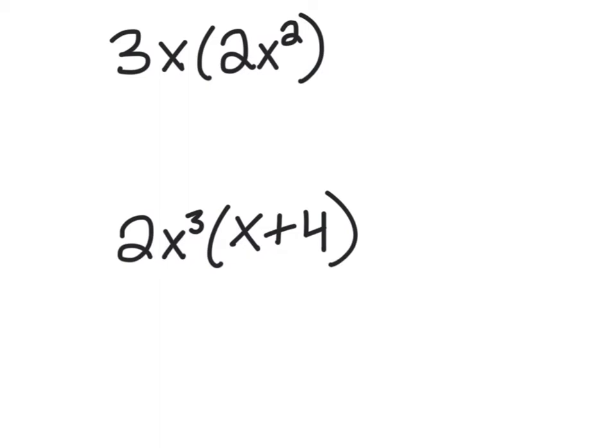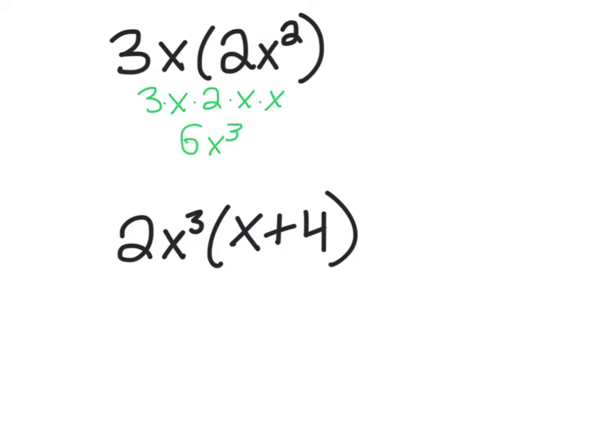In this first example, we have 3x times 2x squared. We know that this is really 3 times x times 2 times x times x. We can multiply our 3 and 2 coefficients together to get 6. And we can multiply our x times x times x to write x to the third. So we get 6x to the third.